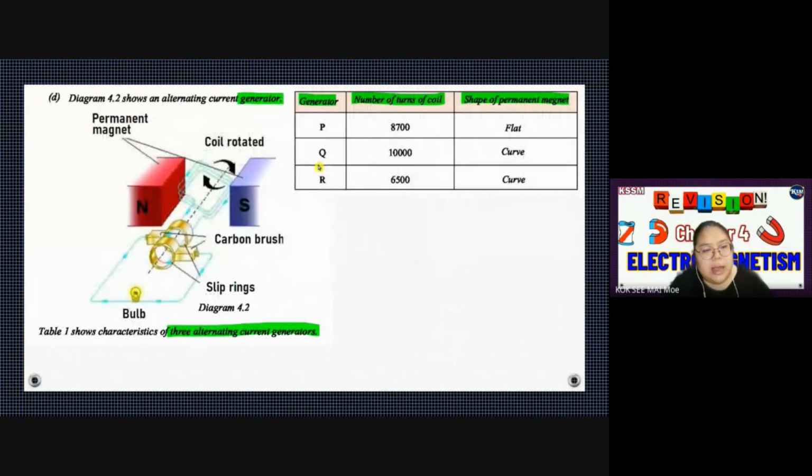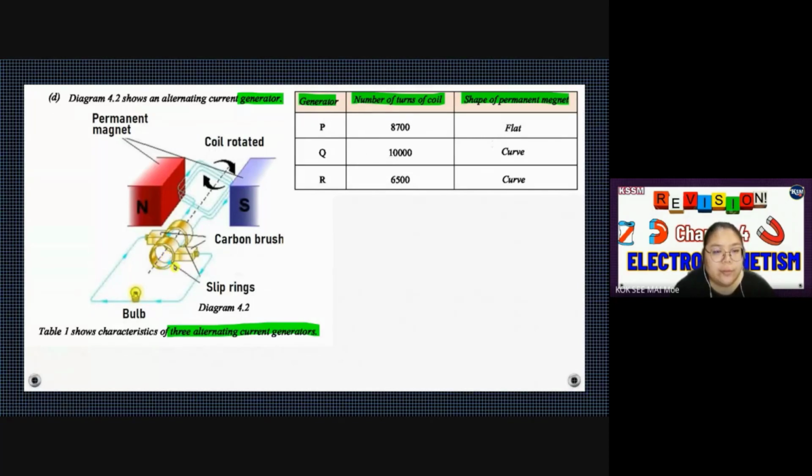Okay, D. They show you about the generator. Okay, this one has no current. That means you need to move, you need to rotate until they produce the current. So this one is an alternating current. How do I know it's alternating? Because they got slip rings, 2 slip rings. If there's a direct current, they never use slip rings. They use a commutator.